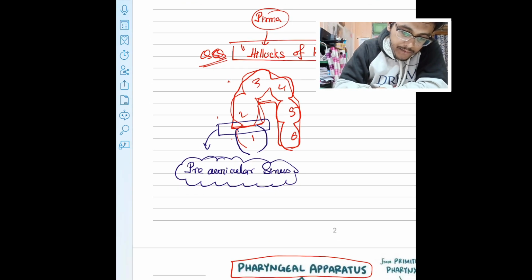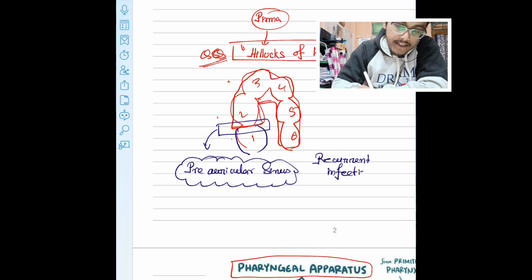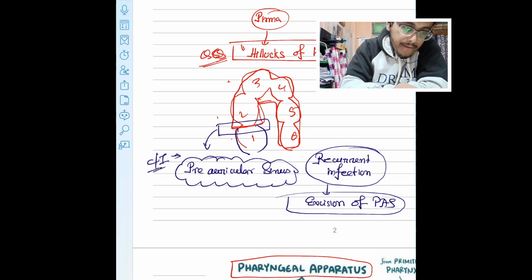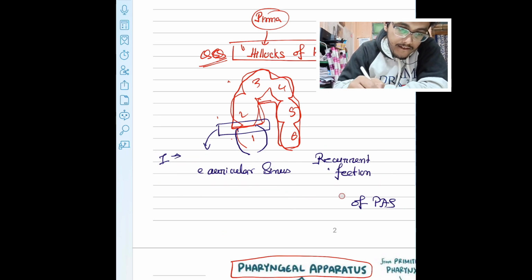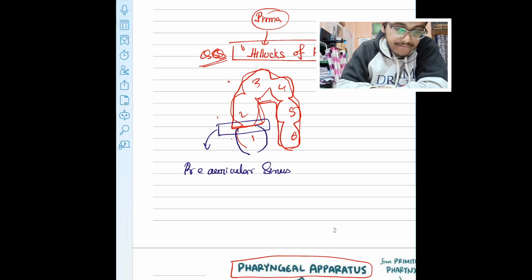So what is the clinical importance? There might be recurrent infection of this pre-auricular sinus. In that case, we have to do excision of the pre-auricular sinus. This is the clinical importance. Clear?